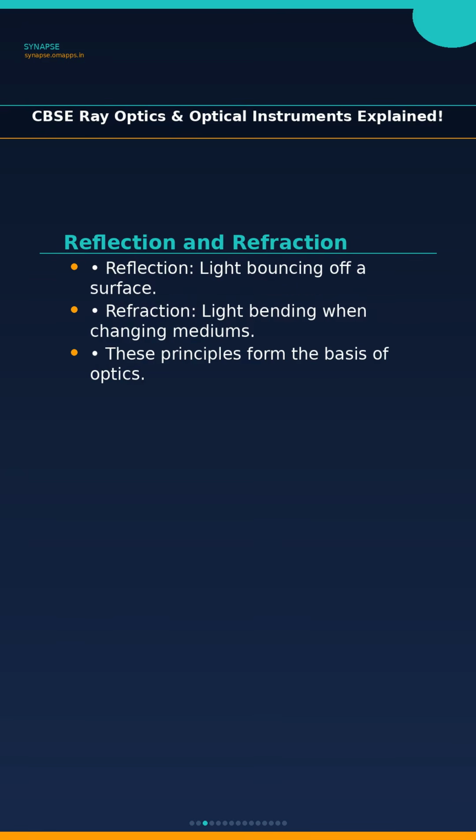First, let's talk about reflection and refraction. Reflection is when light bounces off a surface, like a mirror. Refraction is when light bends as it passes from one medium to another, like from air to water. These are the fundamental principles.